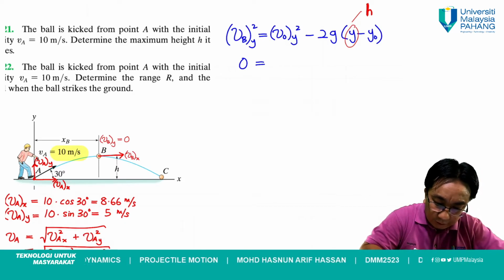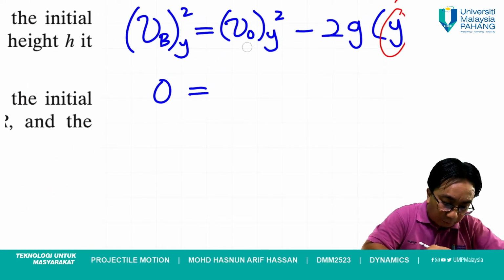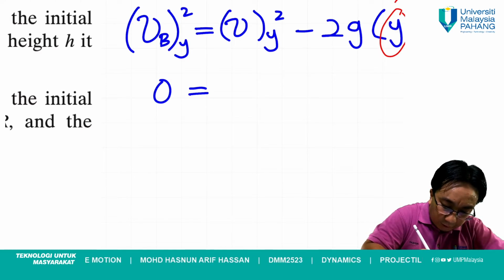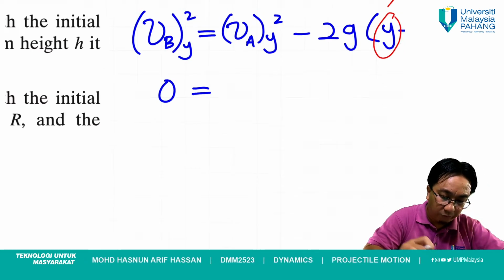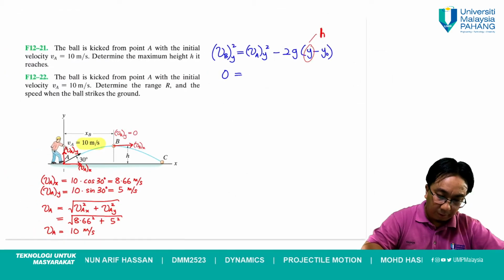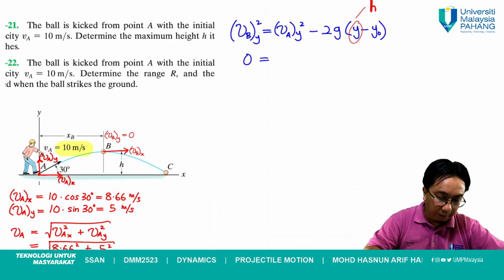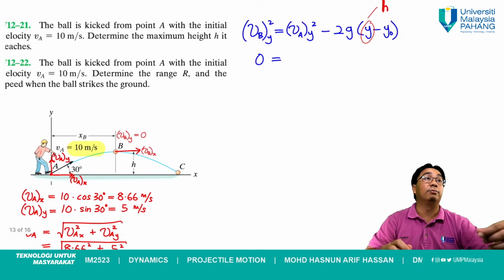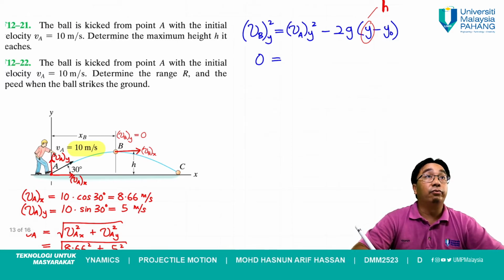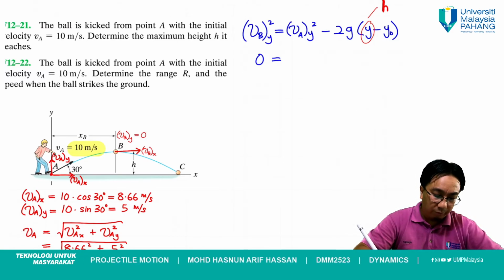Dia sebenarnya ialah VA lah. Pada permulaan tadi, point dia tulis sebagai A. So, kita tulis sini sebagai VAY. Okay, titik mula dia tadi dia gunakan huruf A. Jadi kita guna A jugalah. Okay, so VBY kosong. VAY berapa?